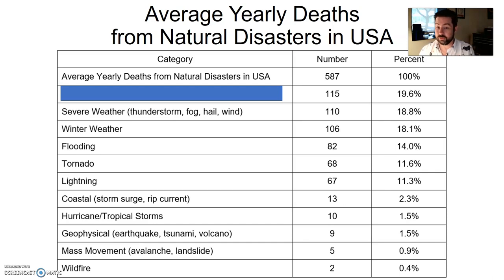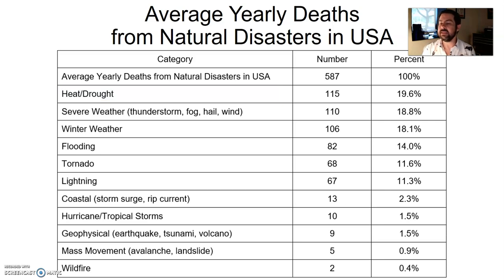Severe weather, thunderstorms. Thunderstorms just on their own. Fog, people dying in car accidents. Hail, wind events that knock trees over. All just severe weather outside of hurricanes and stuff like that. 110, that's second on the list. And the number 1 natural disaster killer in the U.S., heat/drought. That's right, heat. Number 1 killer.